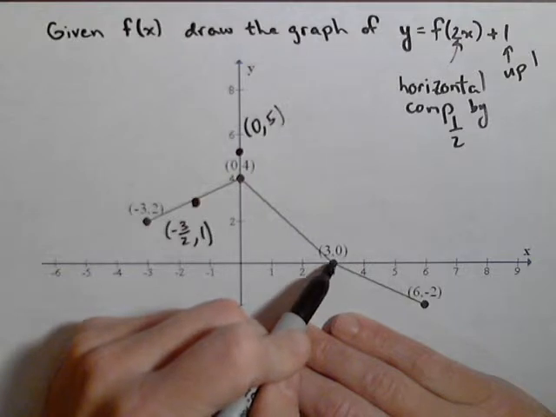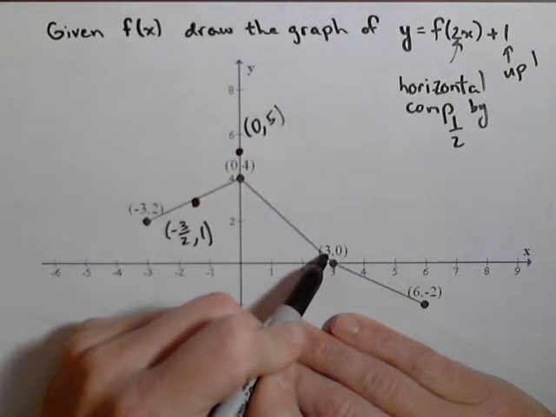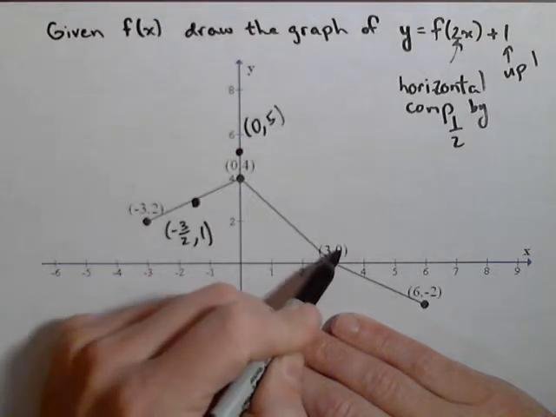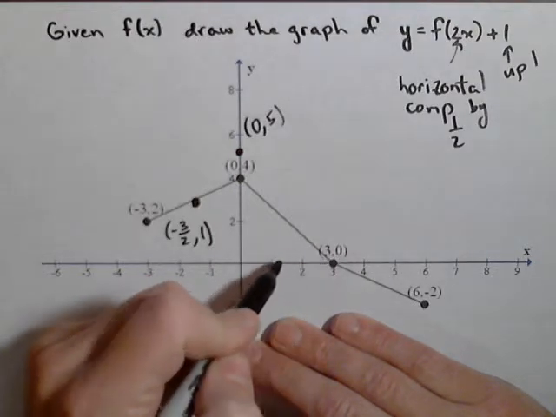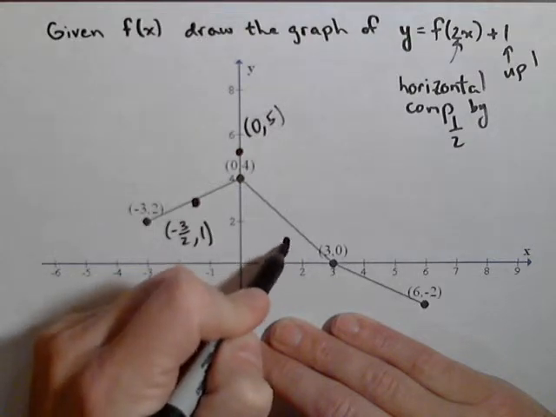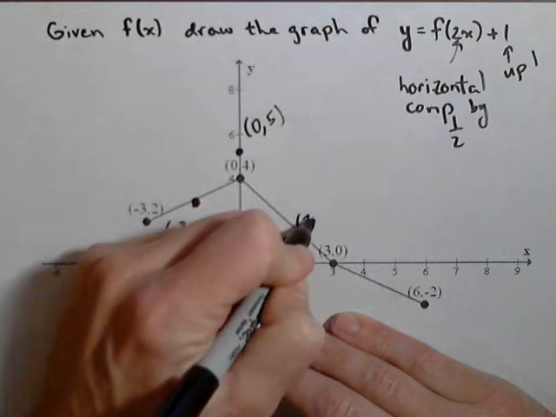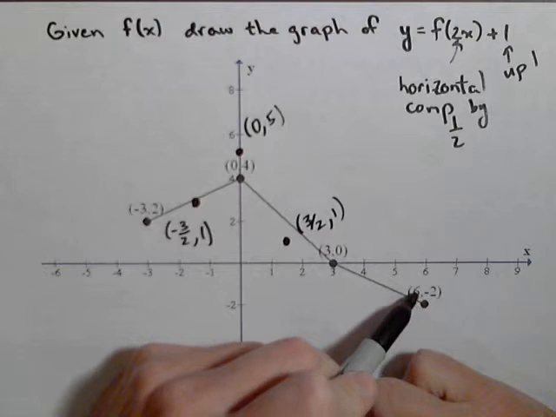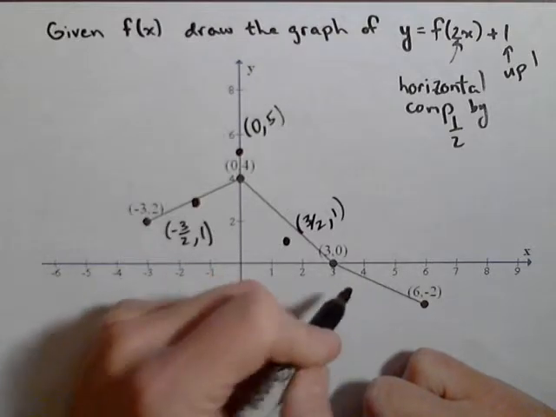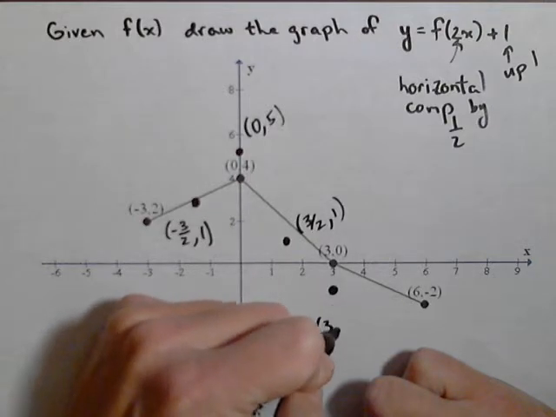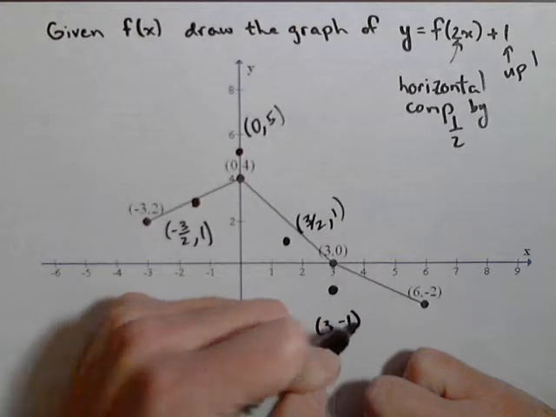Now we're going to do the point 3, multiplying the x value by 1/2 is going to make it 3/2, and moving it up 1 is going to make the y value 1. So it's going to be 3/2, or 1.5, comma 1. So we'll move it there and we'll label it 3/2, comma 1. And our last point, the 6 gets cut in half, so it goes to 3. The -2 gets bumped up 1. So we are going to move to the point 3, comma -1.